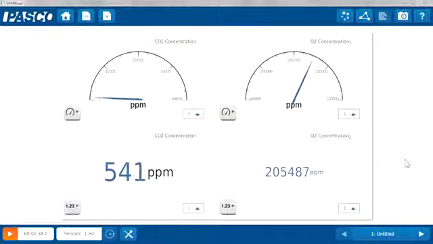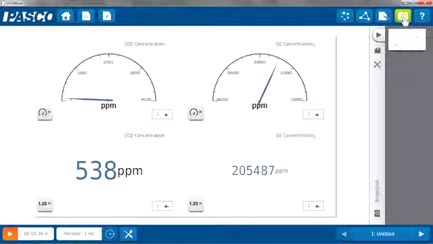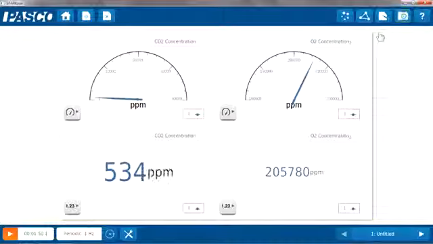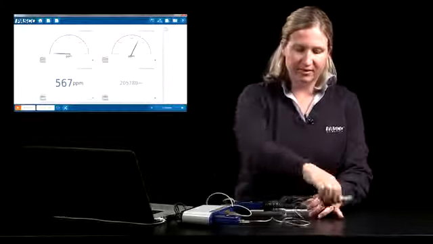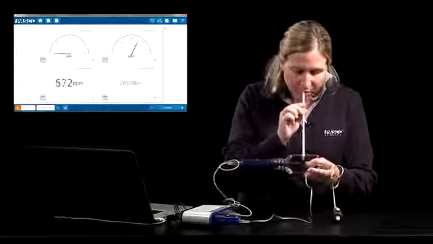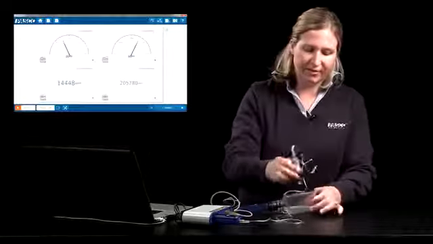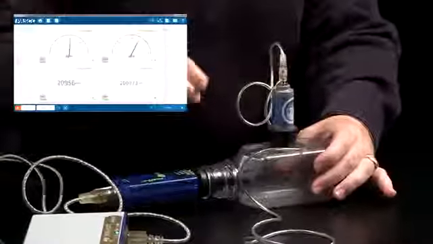Now we're going to compare the room air to exhaled air. I'm going to preserve these initial values by taking a snapshot of the page, and then I'll return to my data collection. And I'm going to remove the oxygen sensor from the side of the bottle, take a deep breath and exhale into the bottle, and seal the bottle back up with the oxygen sensor.